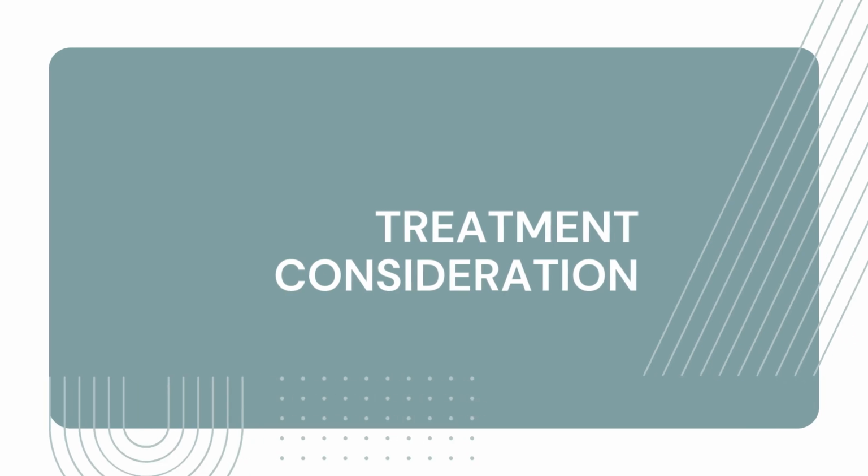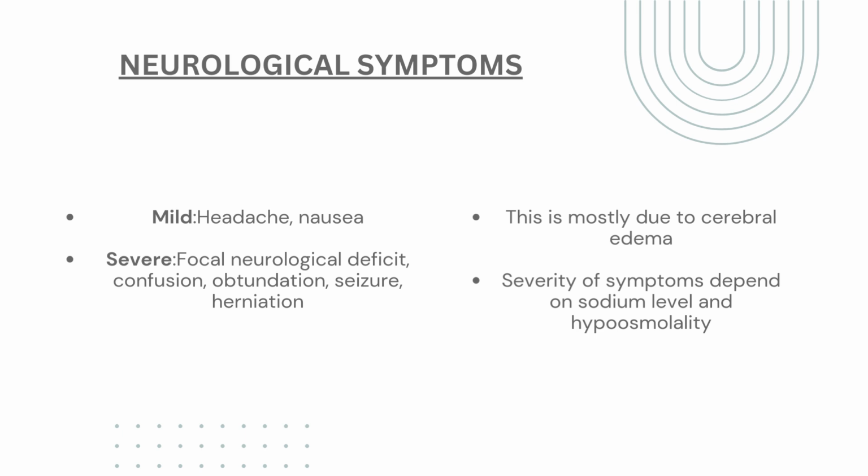With this in mind, let's head to treatment consideration. Neurological manifestations of hyponatremia are typically seen when sodium level is less than 125 milliequivalents per liter. It can range from headache and nausea to focal neurological deficit, confusion, obtundation, seizures, and brain herniation. These symptoms are mostly due to cerebral edema. Severity of symptoms depends on the level of hyponatremia, hypo-osmolality, and the rate of development of hyponatremia.